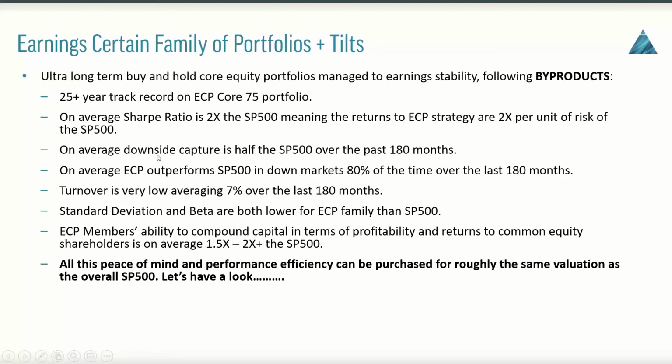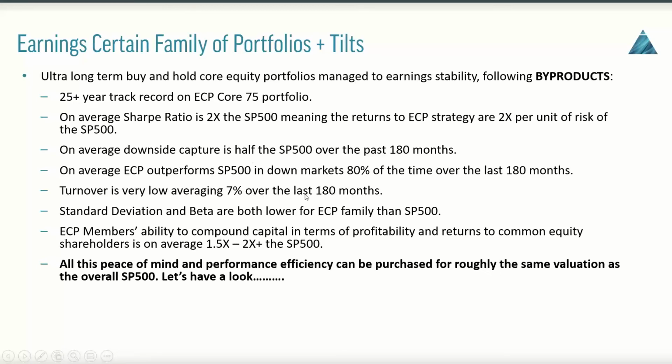Okay. On average, the downside capture is roughly half the S&P 500 over the past 180 months. So that takes you right through the Great Recession. This portfolio was down roughly half the S&P. On average, the ECP outperforms the S&P 500 in down markets 80% of the time. And again, that observation period is literally 180 months. Turnover remains very low. It's averaging roughly 7% over the last 180 months.